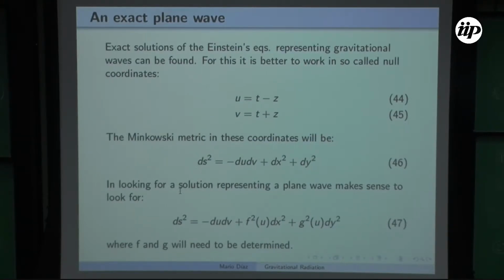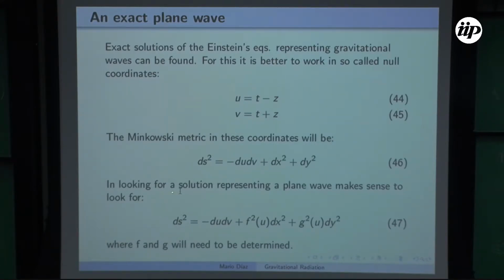So I want to talk a little bit about plane waves. Interestingly enough, exact solutions of Einstein's equations representing plane waves can be found. One way of doing this is to define what I call null coordinates that can be defined this way, where t is the time-like coordinate and z is the spatial direction. And the Minkowski metric in these coordinates is going to look like this.